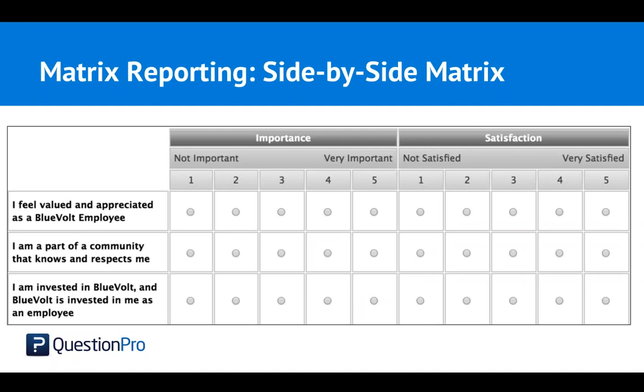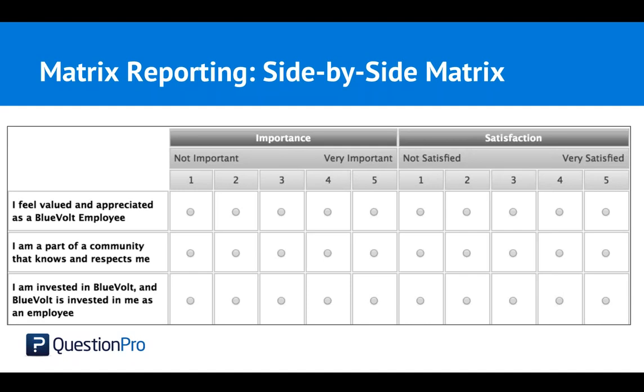And as Anoop had mentioned, the other type of matrix question we have, which is also important, is a side-by-side matrix. Similar to the sex matrix, you can realign your matrix questions by asking what's important to people, and did you meet those things? Are you satisfied? So we ask some basic questions from an employee standpoint, like, do I feel valued? Do I feel like I'm part of the community? Do I feel invested in it? And how important is that versus where we're going with it next?